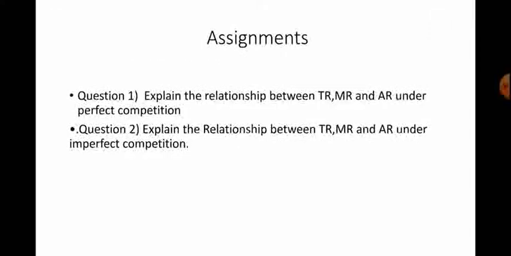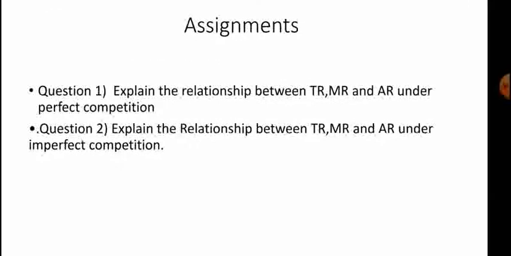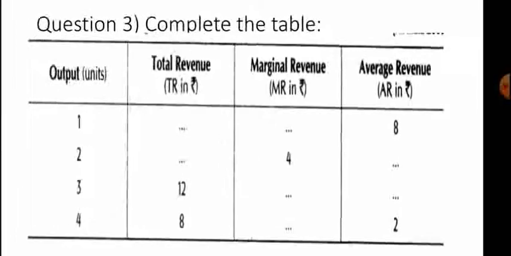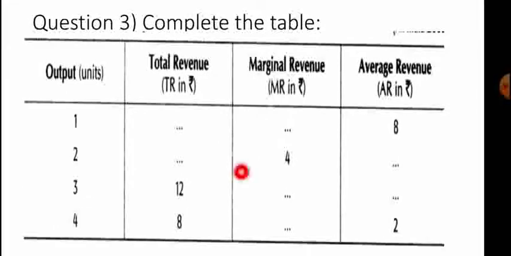क्लियर बेटा? नाउ these are the assignments. 2 questions are there. Explain the relationship between TR, MR and AR under perfect competition. Then explain the relationship between TR and MR and AR and MR under imperfect competition. Perfect competition means when price of the commodity remains constant. Imperfect competition means price of the commodity does not remain constant. Then this is a table. You are to complete this table by using the formulas.